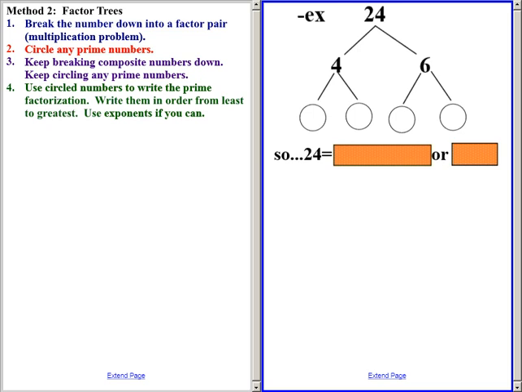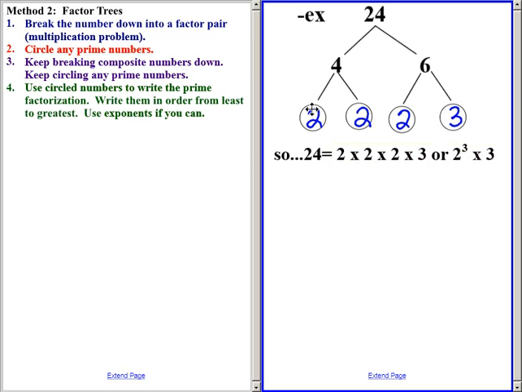And step 2 says circle any prime numbers. Well, neither 4 nor 6 is prime, so I'm going to continue. Then I'm going to keep breaking down my composite numbers. So 4 I could break down into 2 times 2. Those are both circled because the 2's are prime. 6 I can break down into 2 times 3. And since 2 and 3 are both prime, that's why they're circled. So notice for 24, I'm going to get 2 times 2 times 2 times 3, which can be rewritten as 2 to the third power times 3.